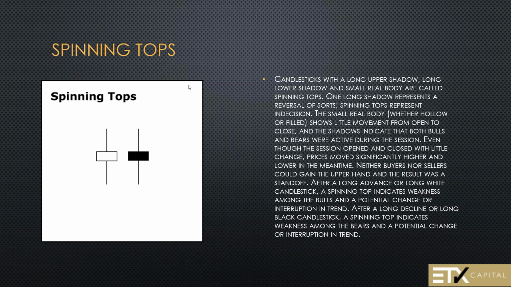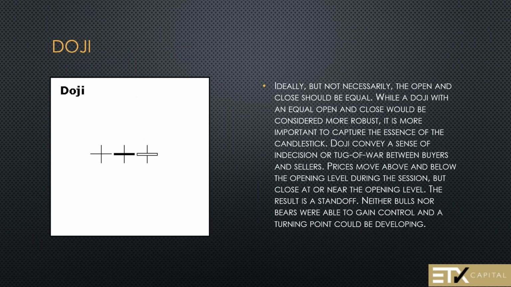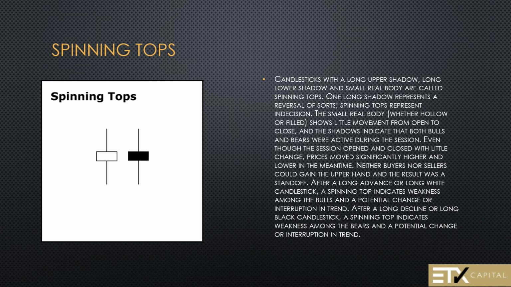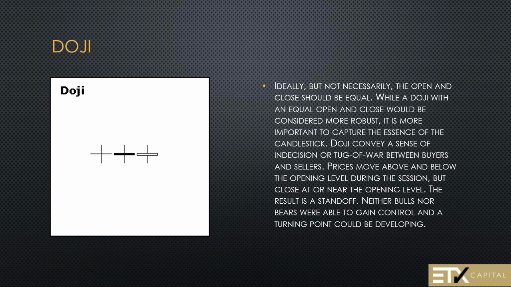And then we have spinning tops. Spinning tops look like those ones that I showed you that had indecision. Spinning tops have wicks up and down and a small body. They're telling you that nobody's in control and there's some indecision in the marketplace. But then when we want to talk about indecision, we go on to what's called the Doji. Now, spinning tops and the Doji look similar.